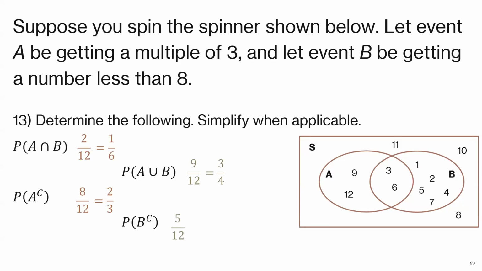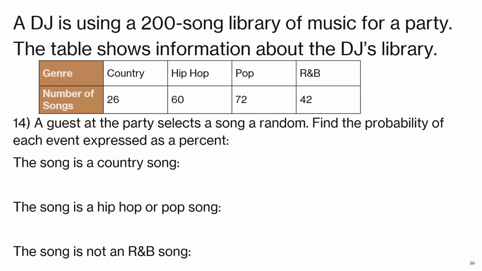Now, sometimes your data is going to be given to you as a table. So here we have a DJ with 200 songs in their library for a party. We have some country, we have some hip hop, we have some pop, we have some R&B. And a guest selects a song at random, okay? Find the probability of each event expressed as a percent. The first event being the song is a country song, okay? So first it might help to know how many total we have. That's given to us. Thankfully, there are a total of 200 songs in this library.